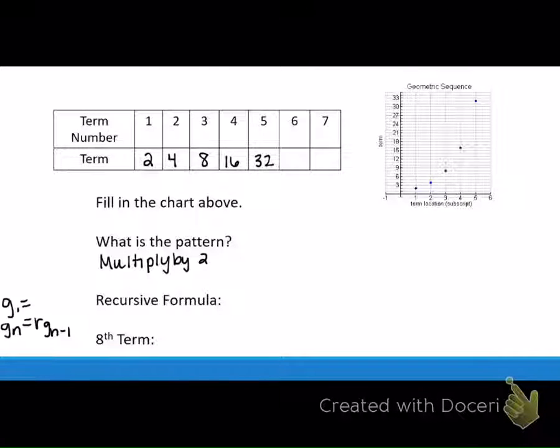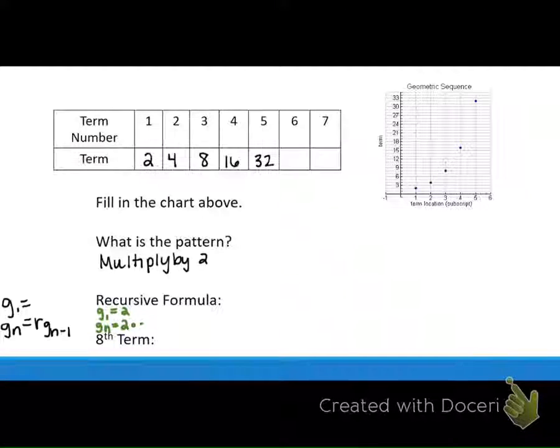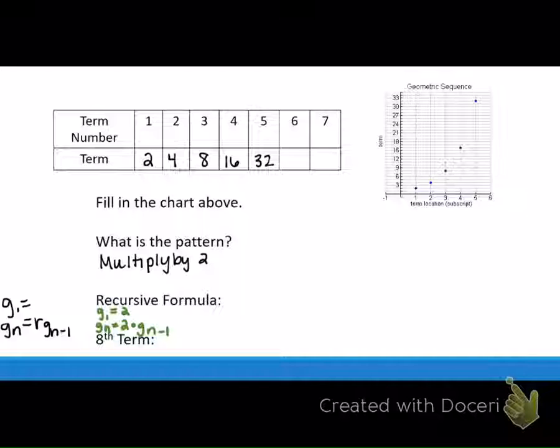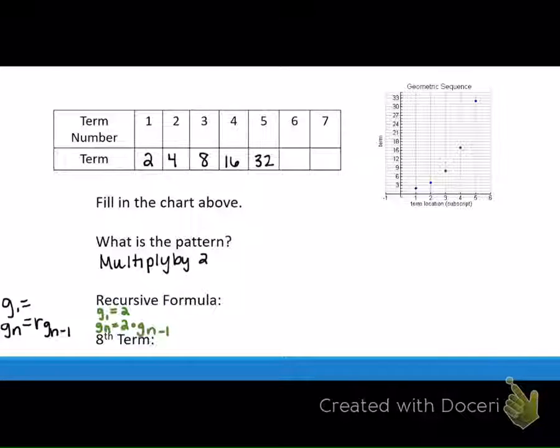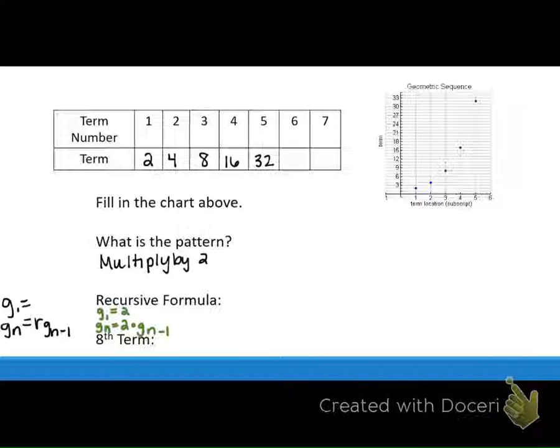Okay, Blaine, give me the recursive formula. G of 1 equals 2. Okay? And then G, not plus. It's multiplication, yeah. So if we're finding the eighth term, what would you do, Tanari? The eighth? Yeah, it says find the eighth term.